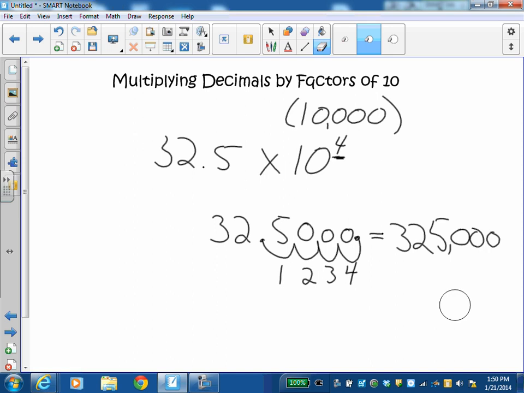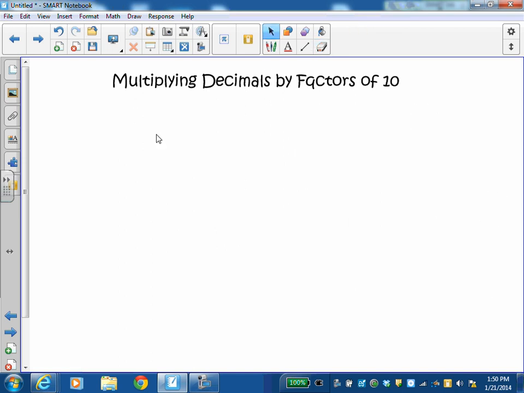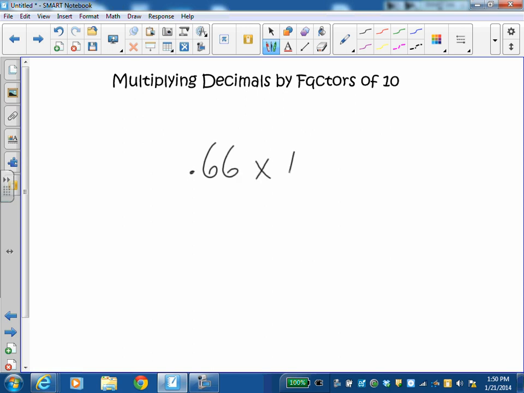All right, and then let's look at the second one in the homework problem. And the second one is, what if you had 66 hundredths and you wanted to multiply it times 10 to the third power? Well, we're going to do the same thing. It doesn't matter where the decimal is when you start off. Because we're multiplying it times 10 to the third power, we're going to move it 3 places. So we're going to go 1, 2, and 3 to the right because we're multiplying and we need to make the number bigger. So I moved it 3 places.